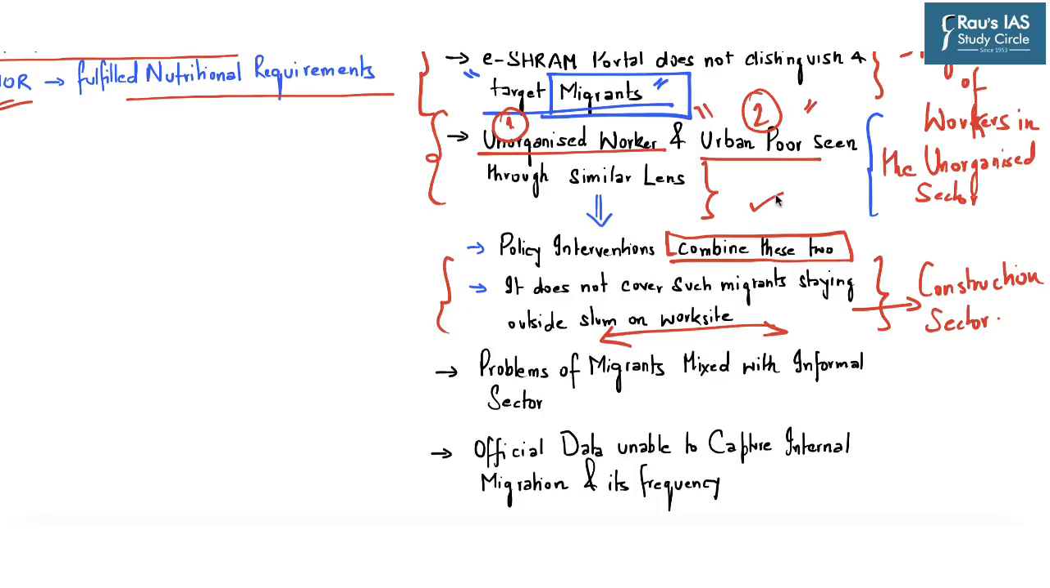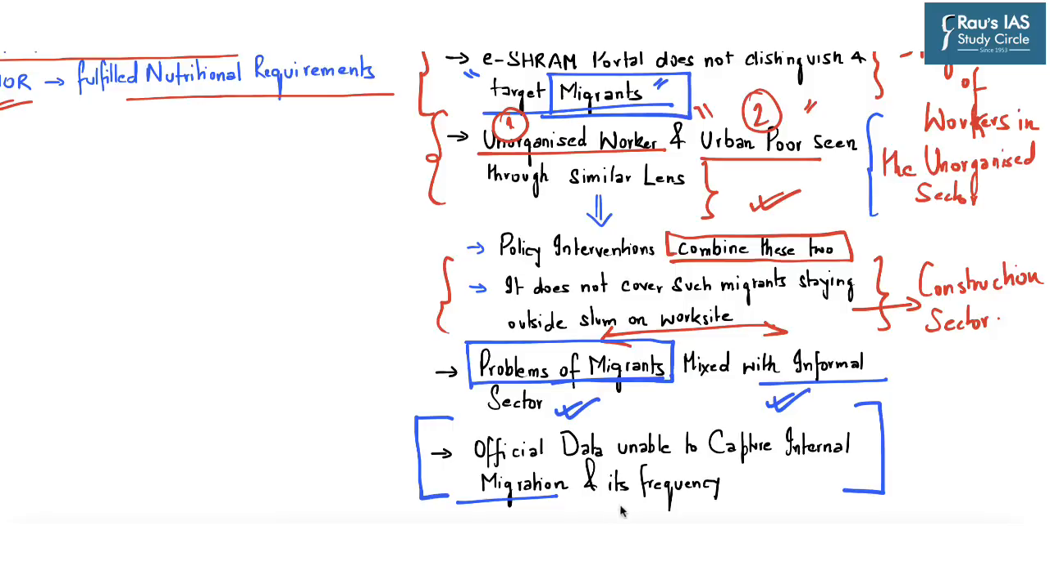So because of this combination of policy by the central government, the problems of migrants get mixed with the problems of workers in the informal sector. And so the problems of migrants are not addressed separately. Now, another concern highlighted by the article is that the official data of the Government of India is not able to capture internal migration which has taken place so far, and also the frequency of such migration over a period of years, especially post-COVID. So, capturing proper data of migrants will help the central government and also the state governments to pursue specific policy initiatives for such migrants.